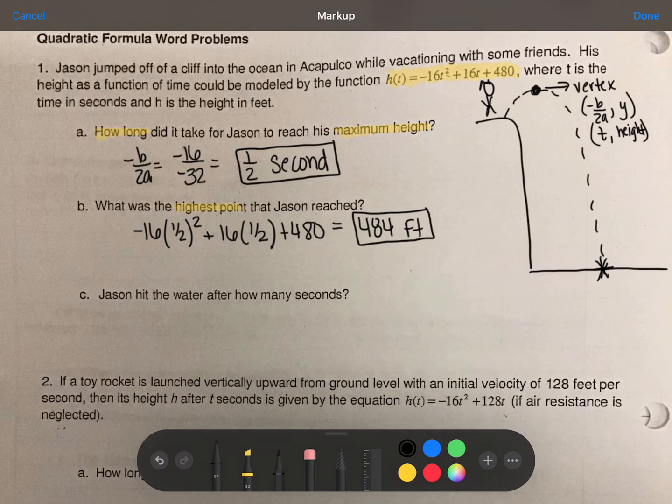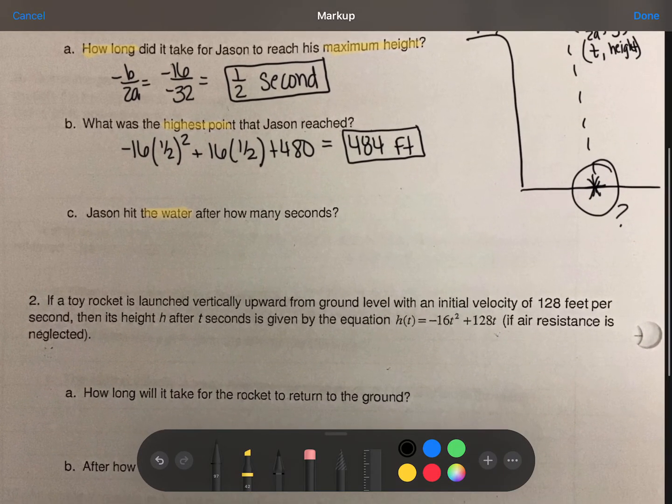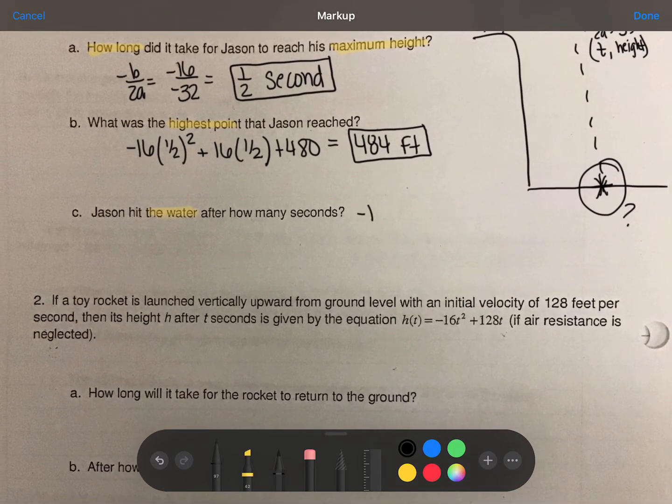Part C, Jason hits the water after how many seconds? So this is what we talked about earlier on the other side. We're going to talk about hitting the water. So we're going to solve this. We want to figure out the x-intercept. We need to find out this point down here. And to do that, we're going to either factor, use the quadratic formula, or complete the square. I'm going to try factoring it because I think factoring can go a lot faster than the quadratic formula.